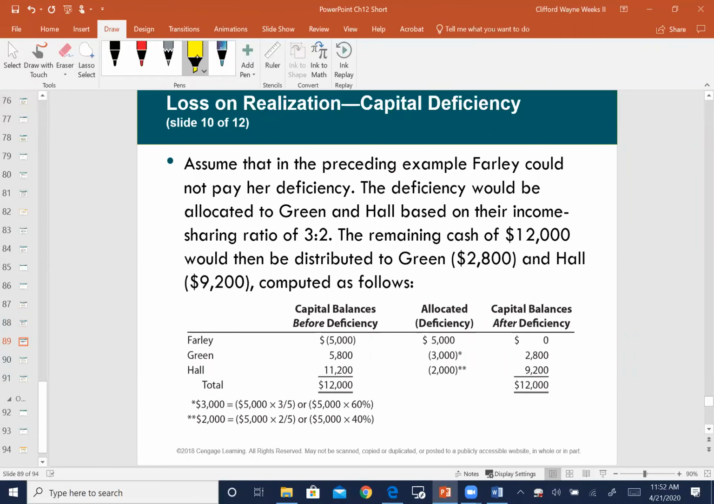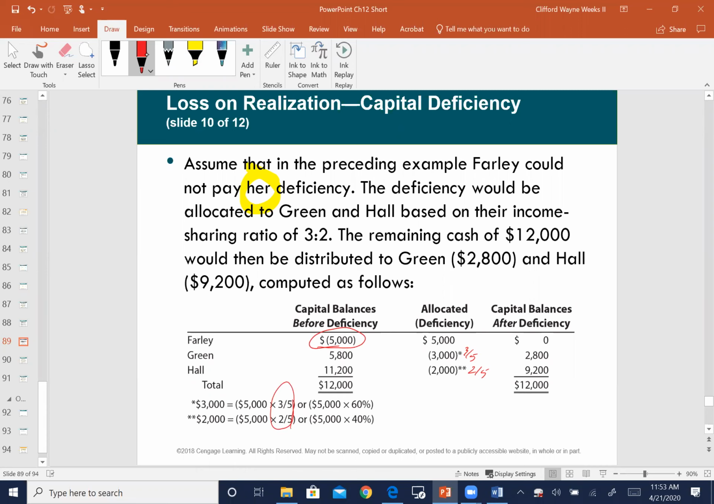So assume that in the preceding example, Farley could not pay their deficiency. The deficiency would be allocated to Green and Hall based on their income sharing ratio, because if you remember, it was 5 to 3 to 2. Well, Farley's gone, so now it's just 3 to 2, or 3/5 and 2/5. They're going to divide that $5,000 deficiency 3/5 and 2/5.